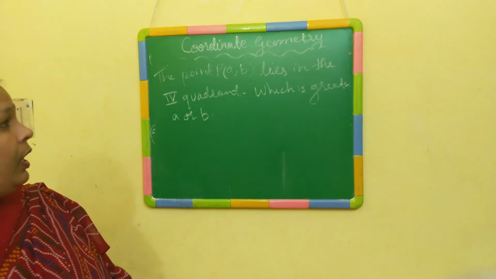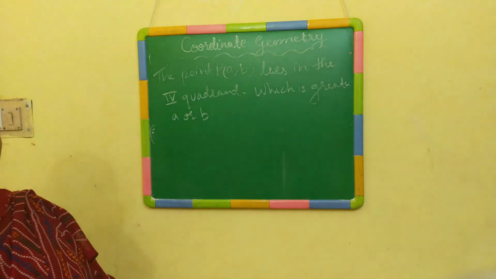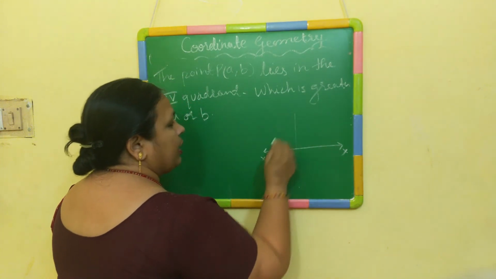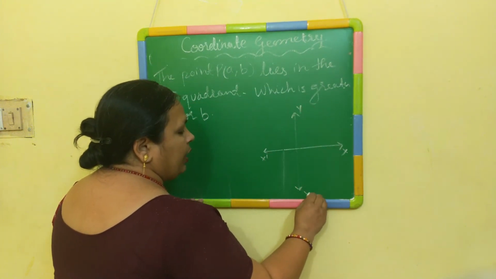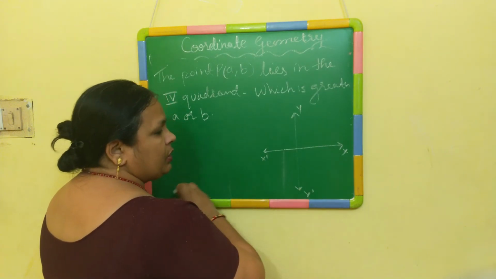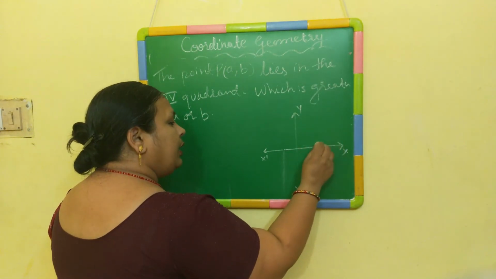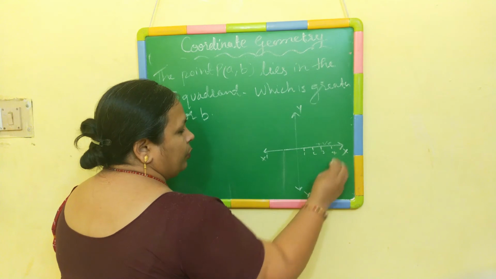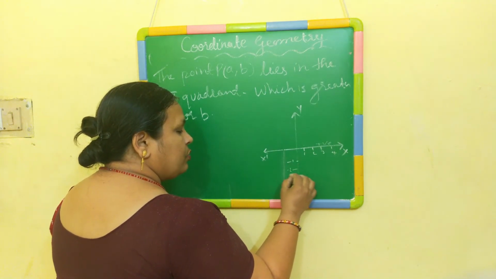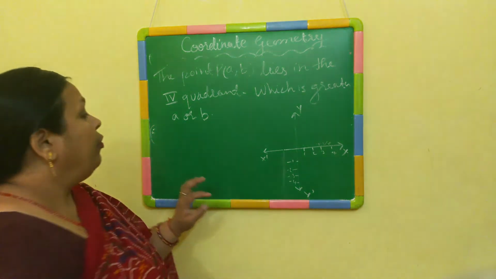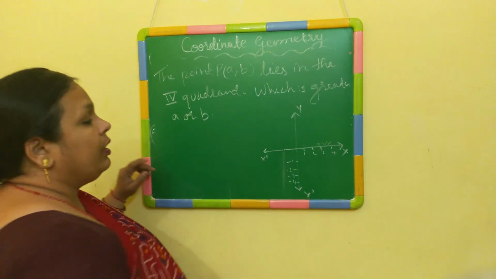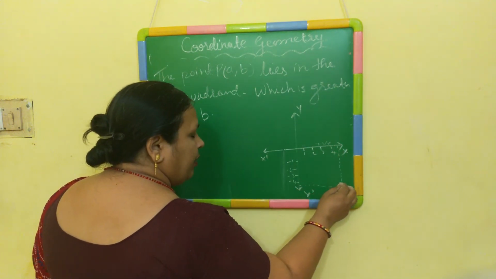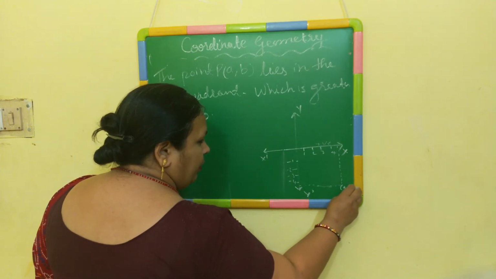The point P(A, B) lies in the fourth quadrant. Which is greater, A or B? So fourth quadrant means drawing this x dash, x, y and y dash. We are talking about the fourth quadrant, which is this side. We know that all the x values lying here are positive, like 1, 2, 3, 4. This side it is -1, -2, -3, -4. We know that in the ordered pair AB, somewhere A is lying, and somewhere the B value is here. So this is the ordered pair A and B.